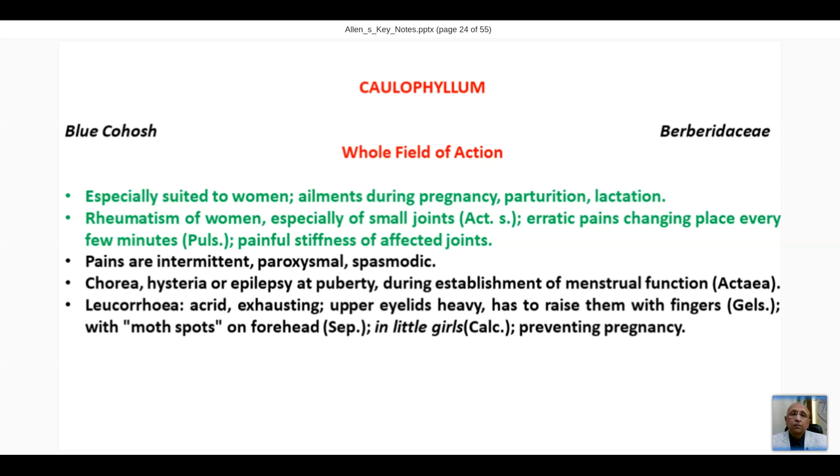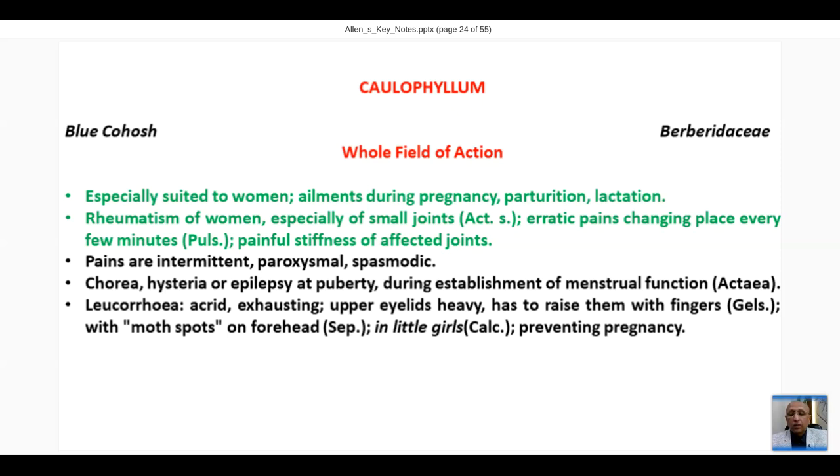So, what is next? The intermittent, paroxysmal, spasmodic. Intermittent: they come, stop, again come, again stop in paroxysms, and they are spasmodic, as if a spasm. When it is related with the abdomen or uterus, the spasmodic pain is more characteristic in case of Caulophyllum. Chorea, hysteria, epilepsy at puberty, during establishment of the menstrual function.